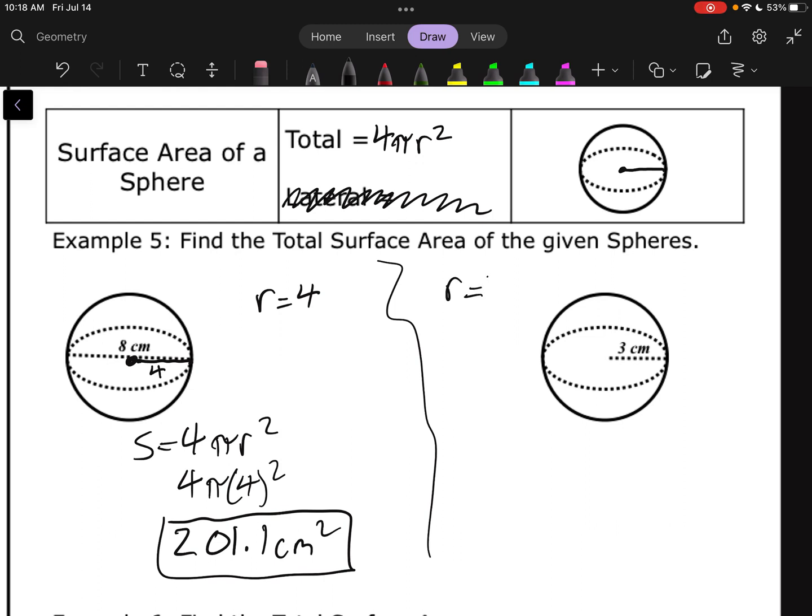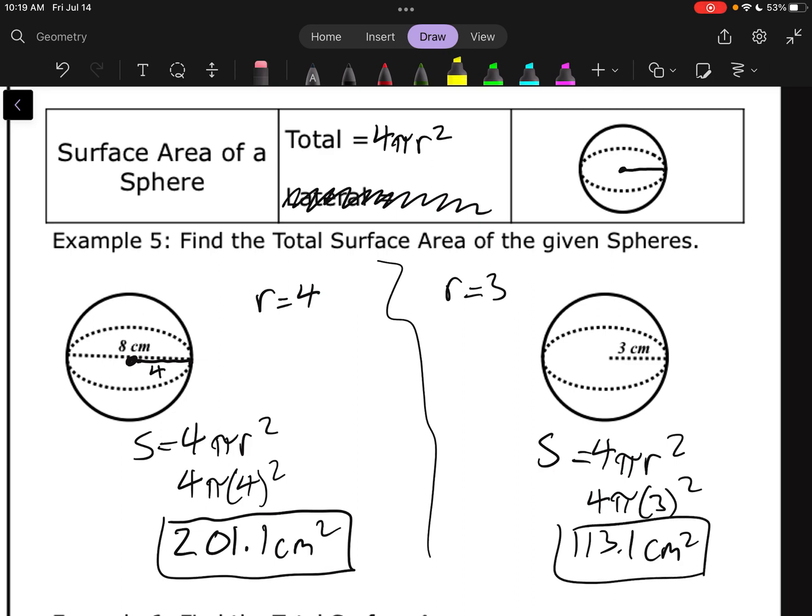And then on this one, no tricks at all. We just got to do 4 times pi times r squared. This is 4 times pi times 3 squared. And I'm getting 113.1 centimeters squared. Oh, I should still do my highlighting, shouldn't I? Always color code.